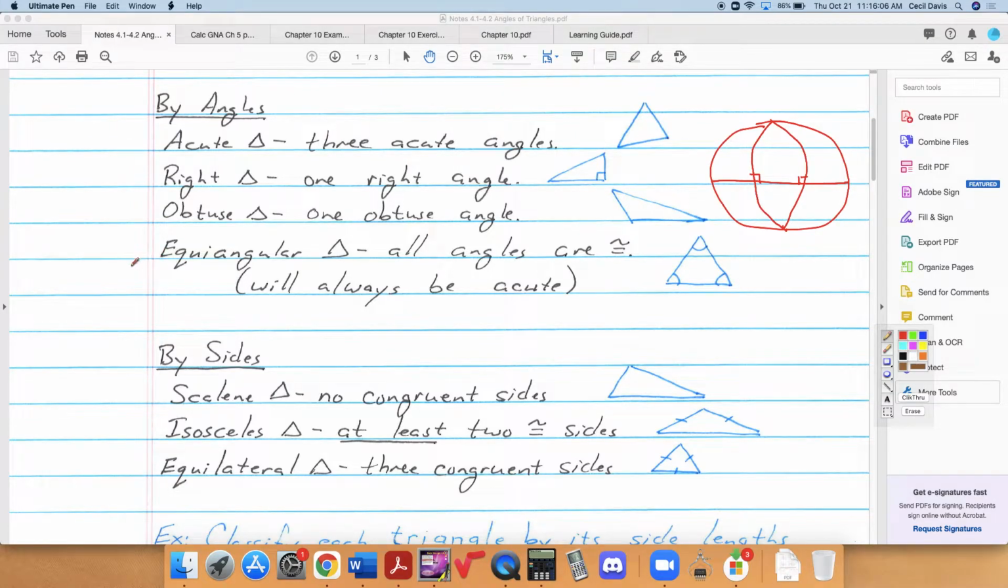It can be difficult. So equiangular, what do you think that means? Equal. Equal, they're the same. Angular, angles. I mean, it tells you what it is right there in the word. Equal. So all the angles are congruent.